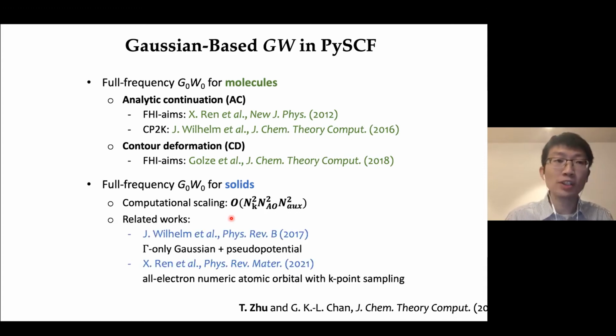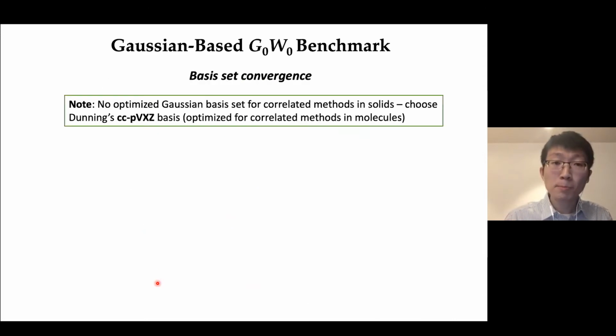And here I also want to mention two related works in this regime. The first one is a gamma-only Gaussian-based GW method in combination with pseudopotentials implemented in CP2K. And the second one is a recent publication where the authors describe all-electron numerical atomic orbital based GW with K-point sampling implemented in FHI-aims.